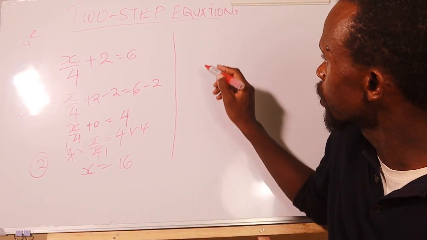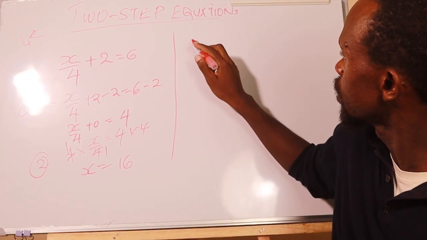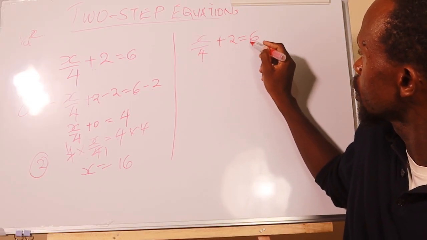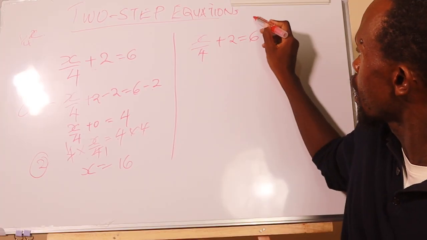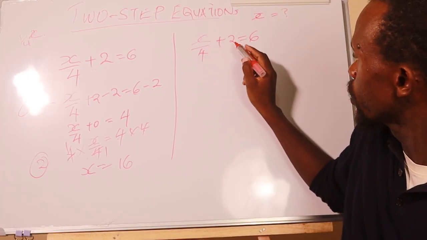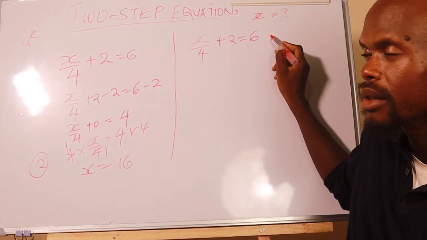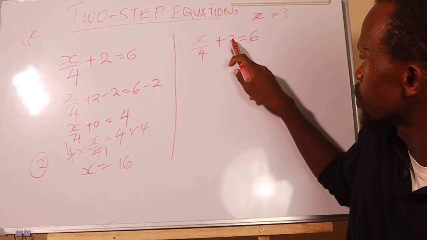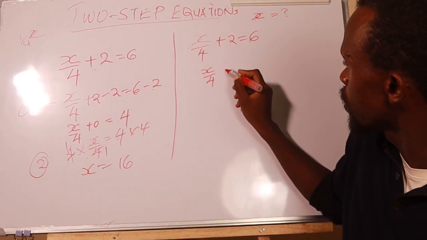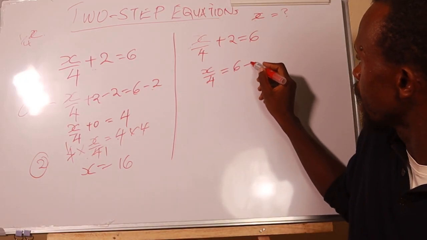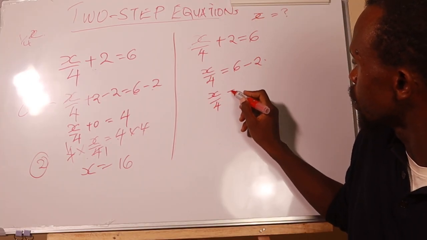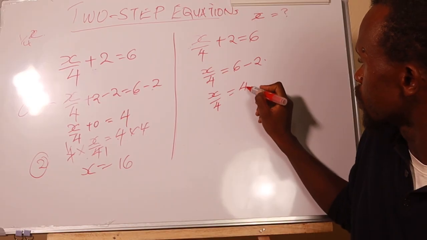Now using the second method, x over 4 plus 2 is equal to 6. Remember, our goal is just to be left with x equals. So we're going to take this plus 2 to the other side, where it will be minus 2, and therefore we'll be left with x over 4 is equal to 6 minus 2, which is equal to 4.